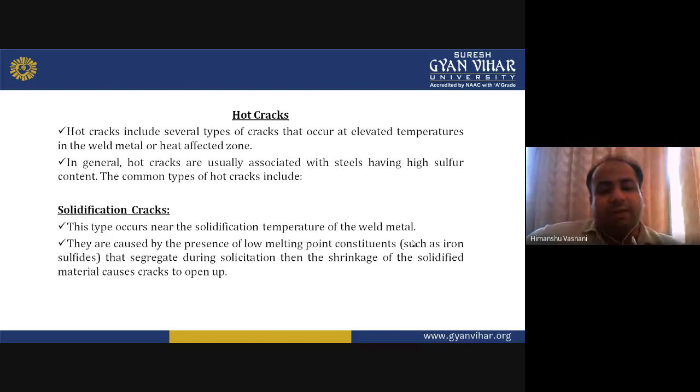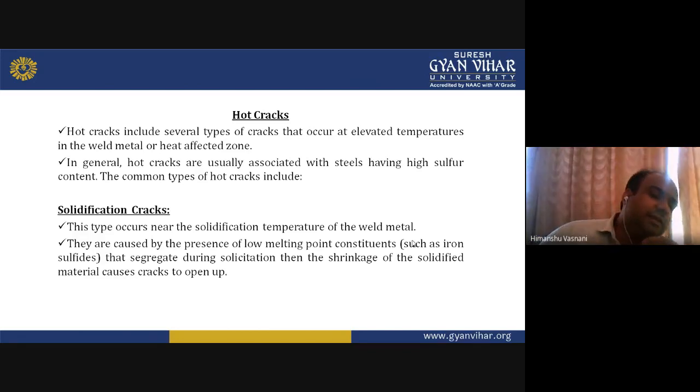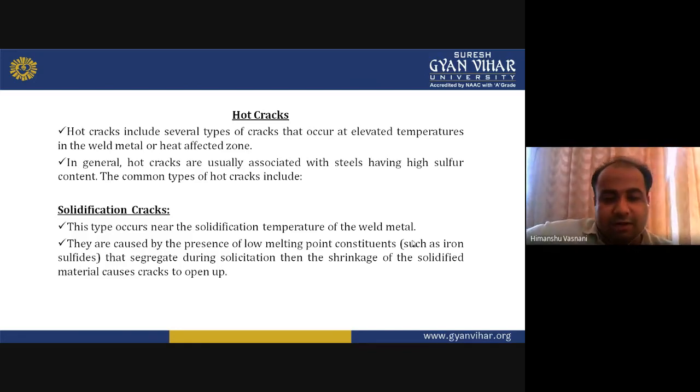The first type, the solidification cracks. This type occurs near the solidification temperature of the weld metal. Remember that this occurs near the solidification temperature of the weld metal. When it is getting solidified, this type occurs because some sulfur is there. They are caused by the presence of low melting point constituents such as iron sulfide that segregate during solidification, and the shrinkage of the solidified material causes the crack to open up.